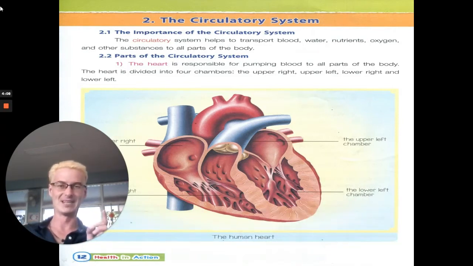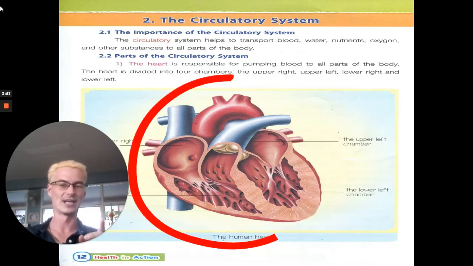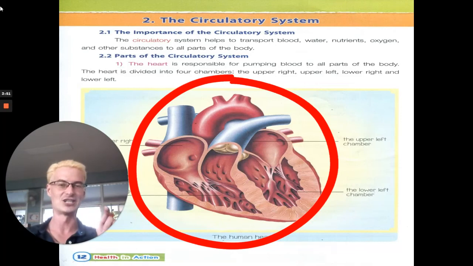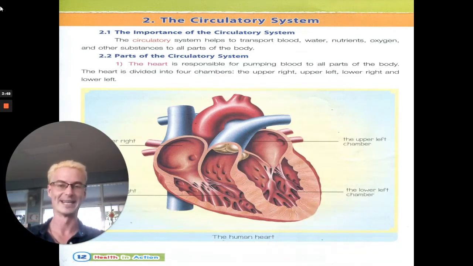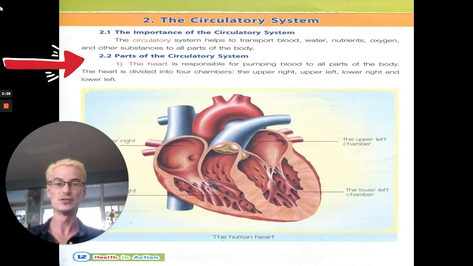Okay, now let's consider parts of the circulatory system. First, and the most important part of the circulatory system is our heart. Exactly this organ, which you can see right here in the middle of the screen. Our heart. So, what is our heart and why do we need it? The heart is responsible for pumping blood to all parts of the body.